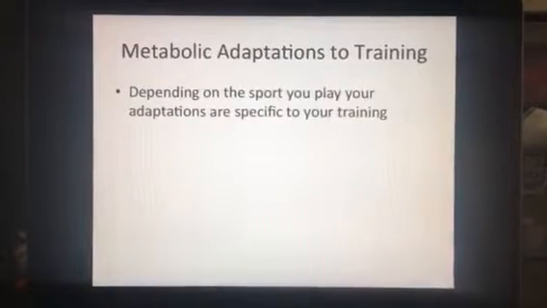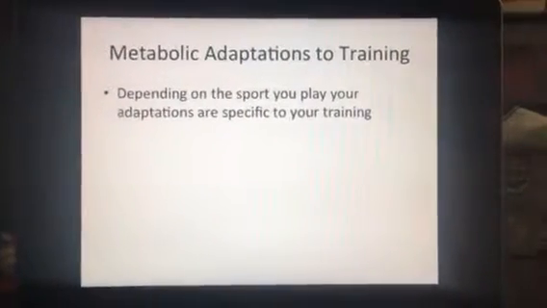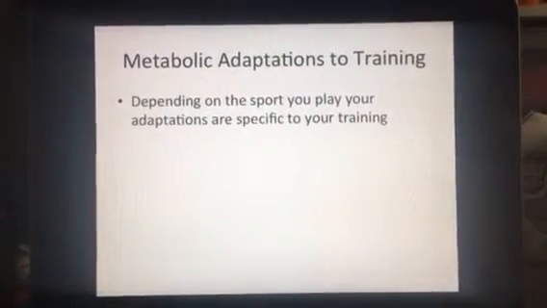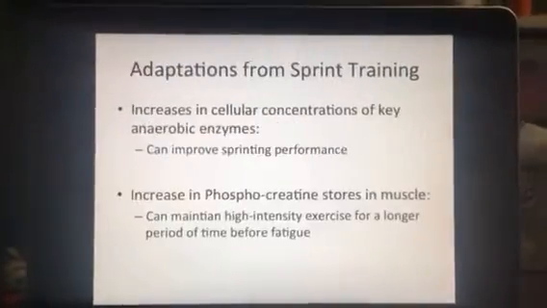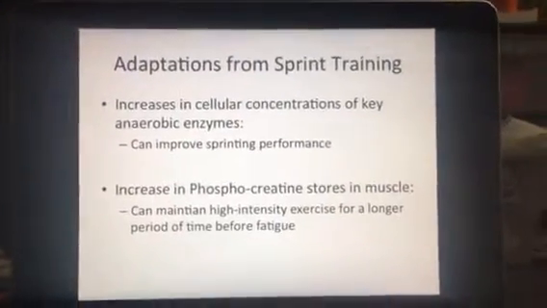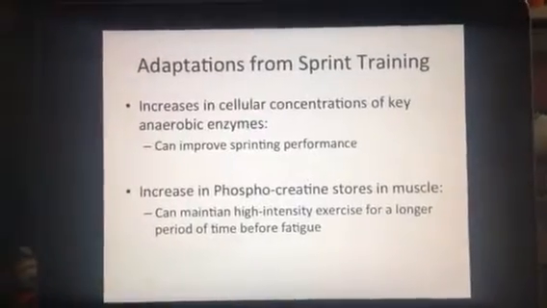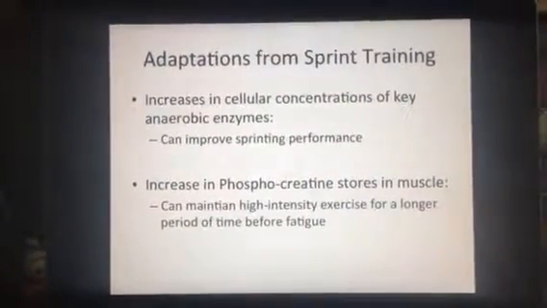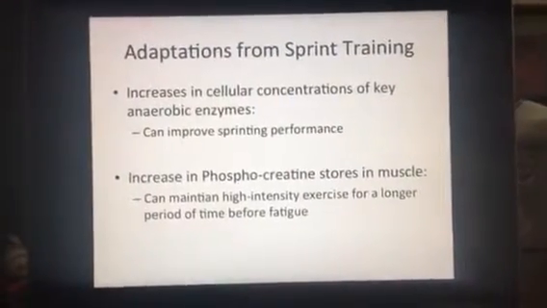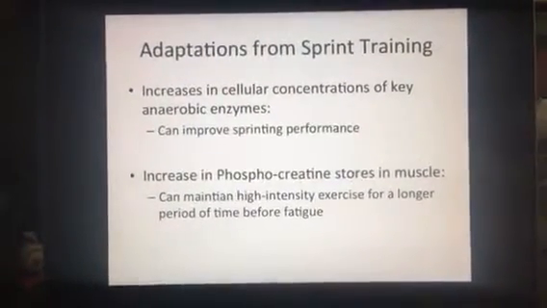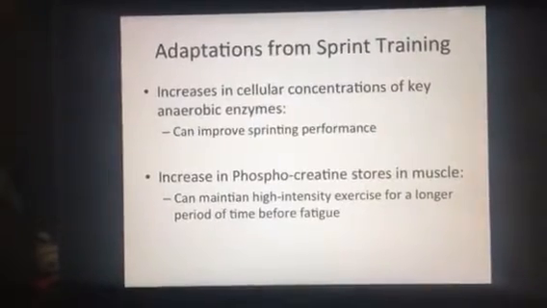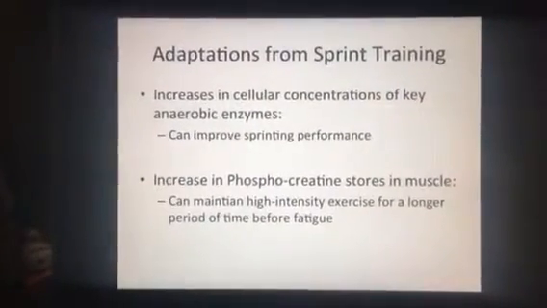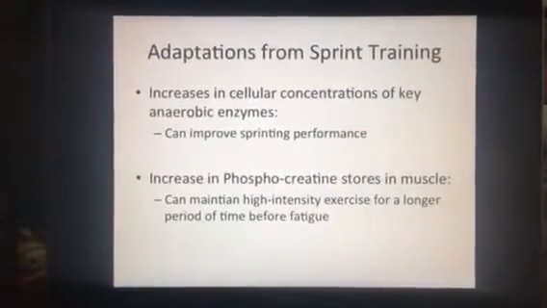Some metabolic adaptations to training are, depending on the sport you play, specific to your training. So sprint training increases cellular concentrations of key aerobic enzymes, and this can improve your sprinting performance. It also increases the phosphocreatine stores in the muscle, so you can maintain a high intensity exercise for a longer period of time before you fatigue or get tired.